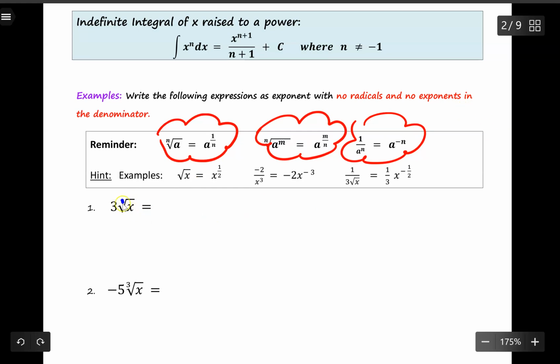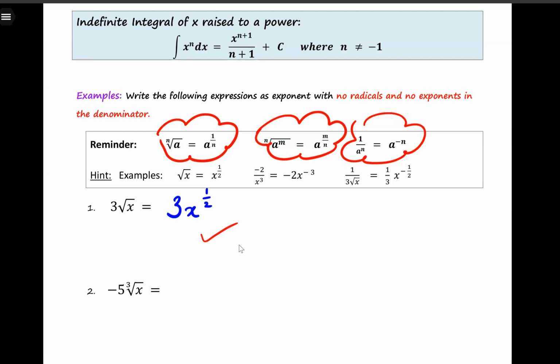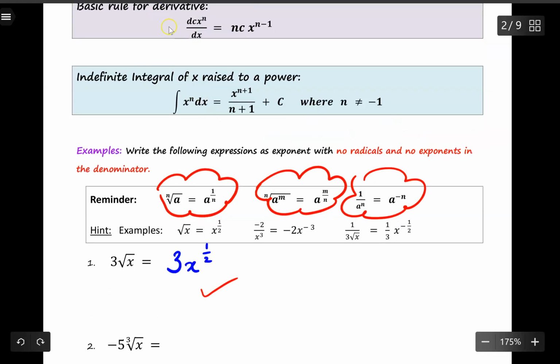Alright, so I will write it as 3 raised to the exponent 1, multiplied by x to the exponent 1/2. So you convert the radical to the exponent. In case you have a function, 3 times the square root of x, and you need to differentiate, or take the derivative, or you have to integrate, then you have to convert that to the exponent.